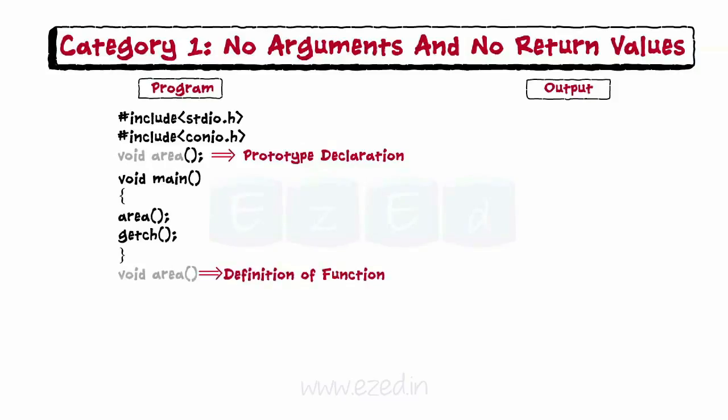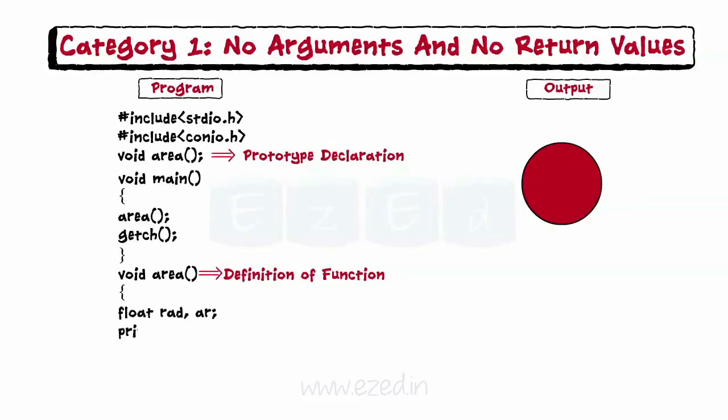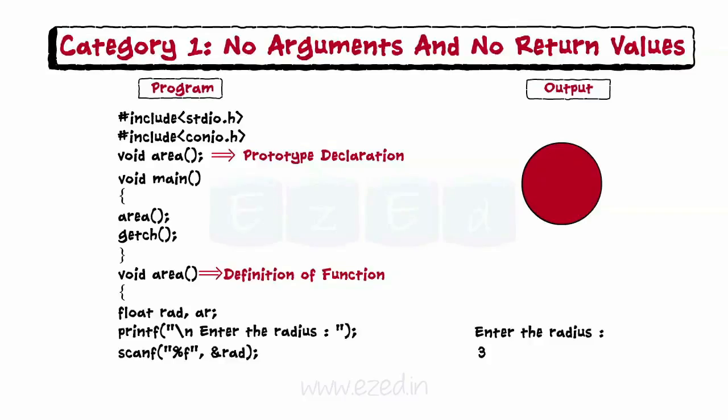Now we write the definition of the function area. Note, the definition is the same as the declaration except for the semicolon. As the function calculates area, we define two variables, rad for radius and r for area. We ask the user to enter the radius and save it in rad using scanf. This line calculates the area using the area formula. Finally, we print the area.